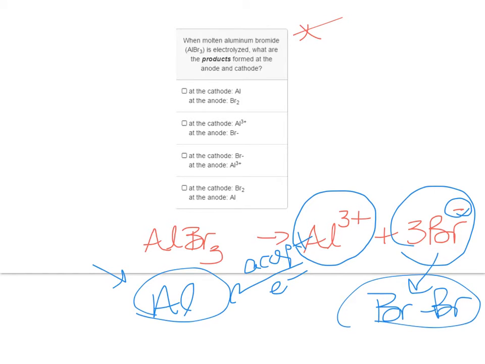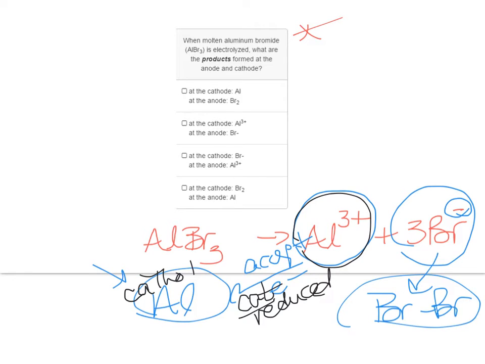So let's look at the possible choices. The cation has been reduced to form the neutral metal, so reduction occurs at the cathode, red cat. So at the cathode, aluminum is formed. So let's find that choice. So this first one, at the cathode, aluminum, that is correct. We can cross this one out, and this one out, and this one out.